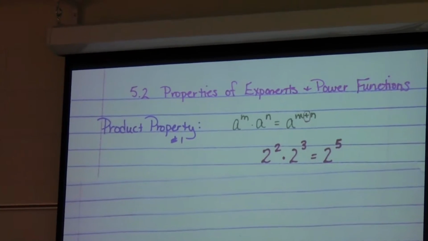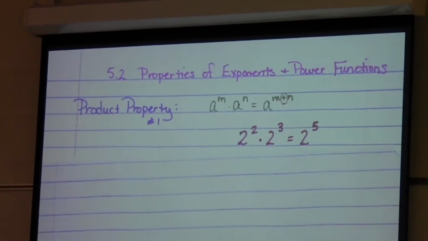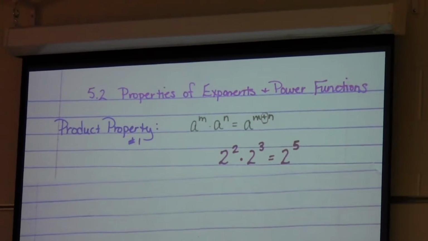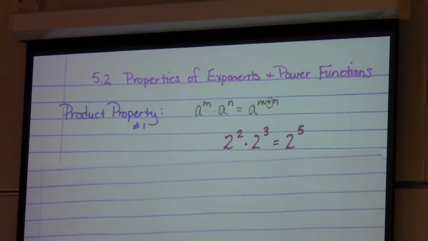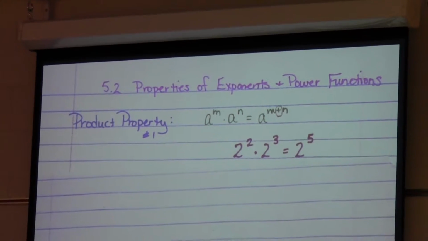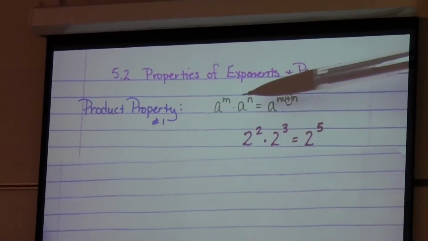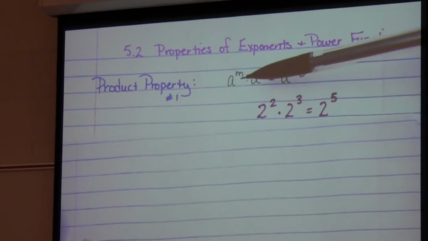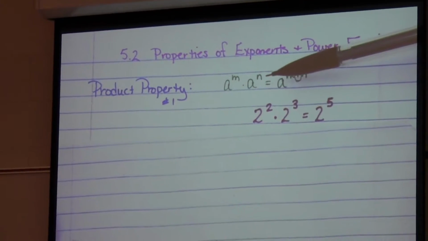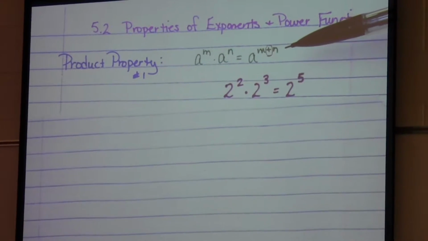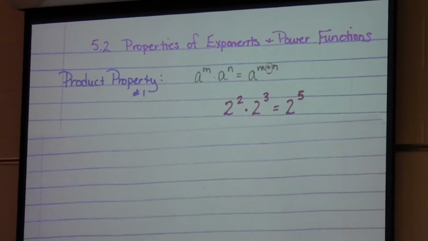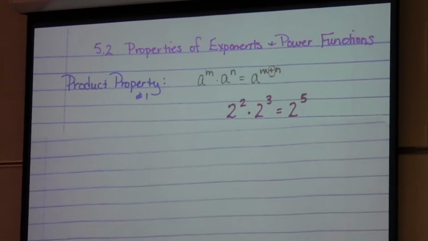So, what I want to do this morning is give you a few minutes to write down the properties. And it doesn't necessarily matter if you choose to write down the property with the letters. So like when you see it in your book, they'll write it with the letters, like a to the m power times a to the n power equals a to the m plus n. Sometimes I look at that and think that's kind of confusing.